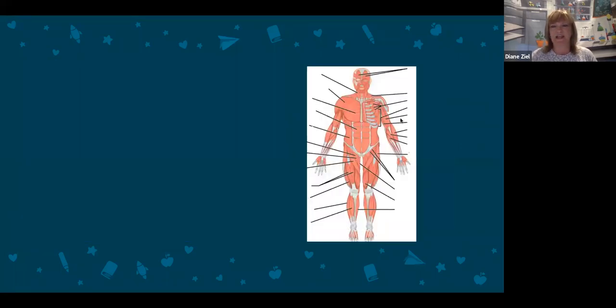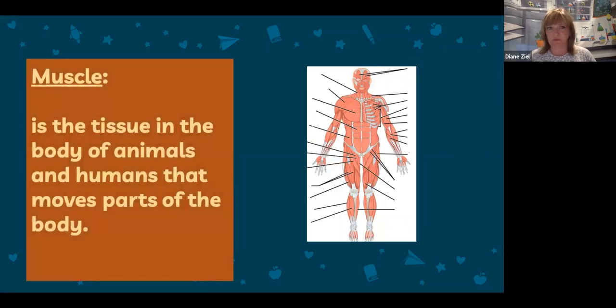Here you see a diagram of all of this tissue that covers the skeleton of our body and helps us to move our skeleton. What is this called? If you said muscle, you would be correct. Muscle is the tissue in the body of animals and humans that moves parts of the body.